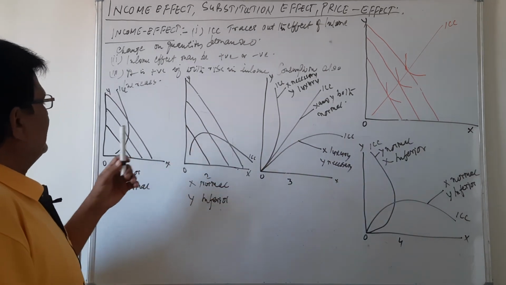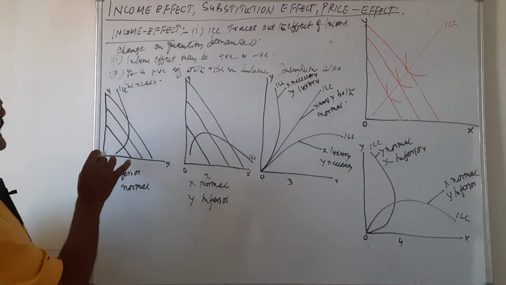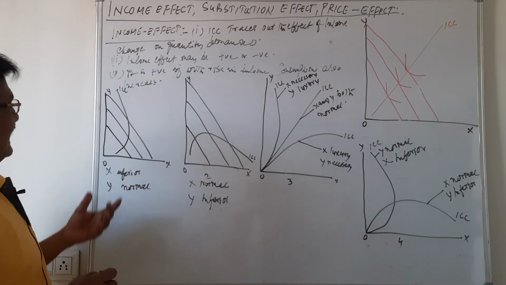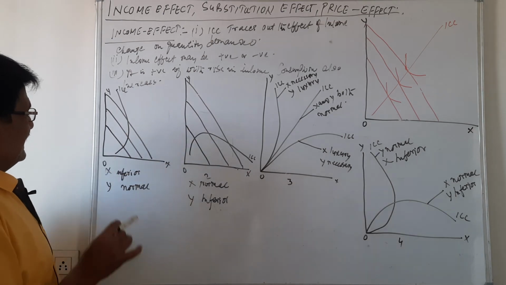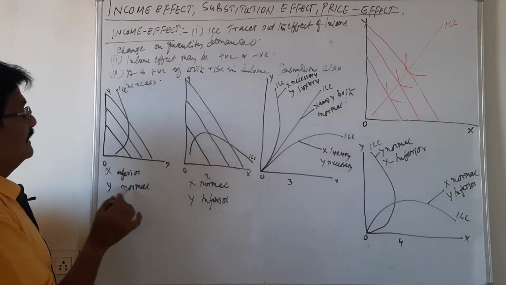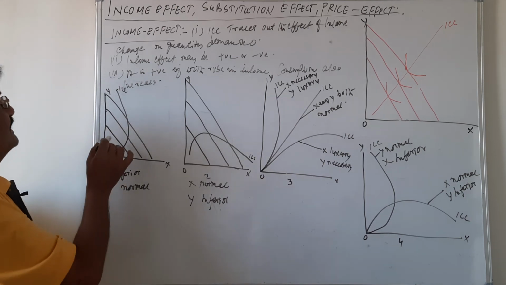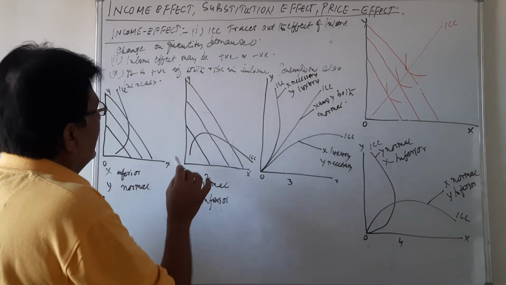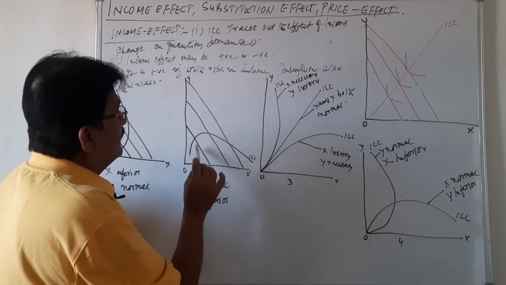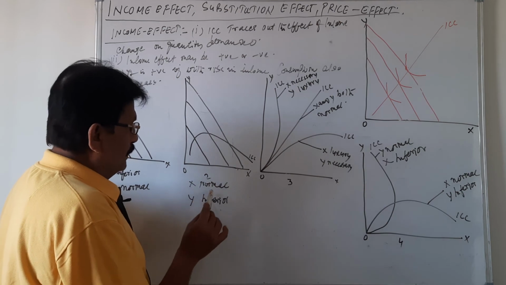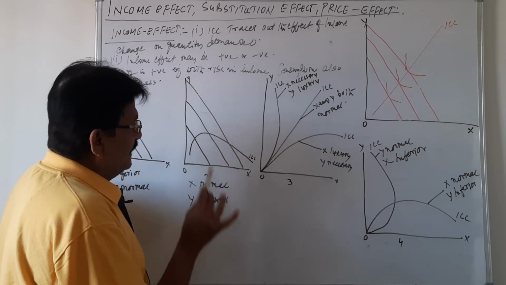When the ICC curve is backward bending towards the y-axis, then in that case x happens to be inferior and y is a normal commodity. In a converse shape, if the ICC is of this shape, then x happens to be a normal good and y is an inferior good.